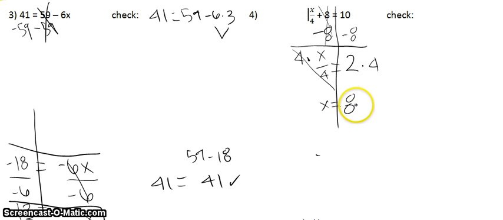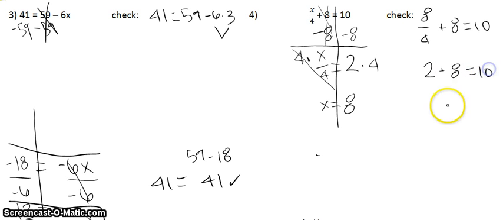I check that by plugging 8 back in for x. So I would put 8 over 4 plus 8 is equal to 10. Remember, this equals division. So 8 over 4 is 8 divided by 4, which is 2, plus 8 is equal to 10. And 2 plus 8 is equal to 10. So 10 is equal to 10. And I did my work correctly.